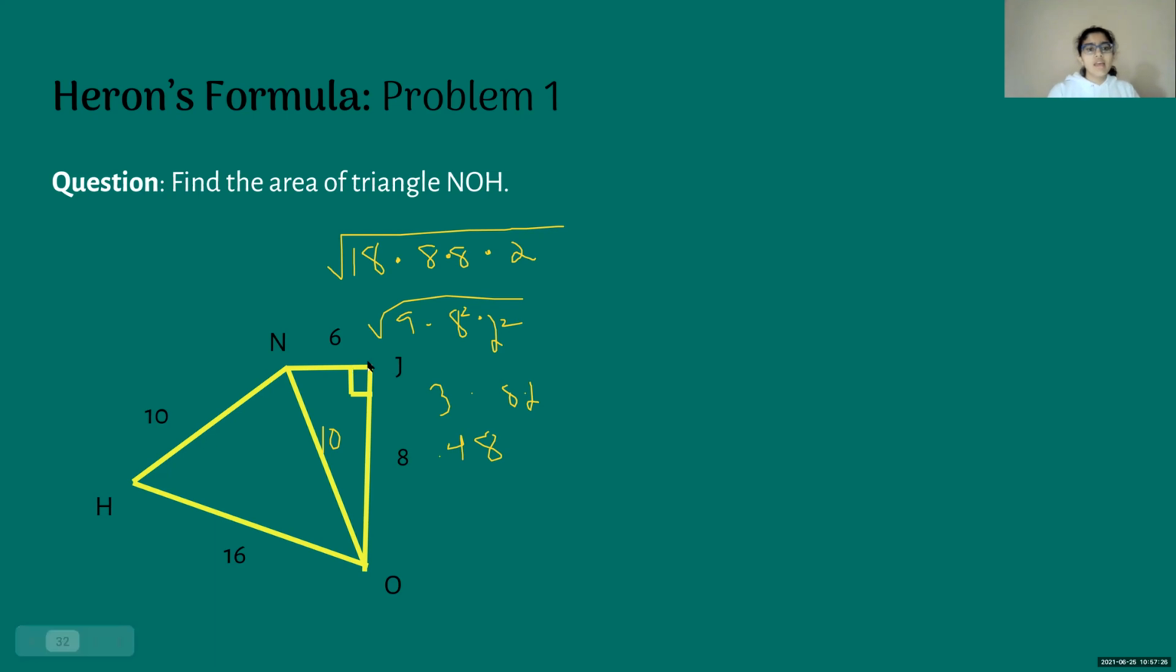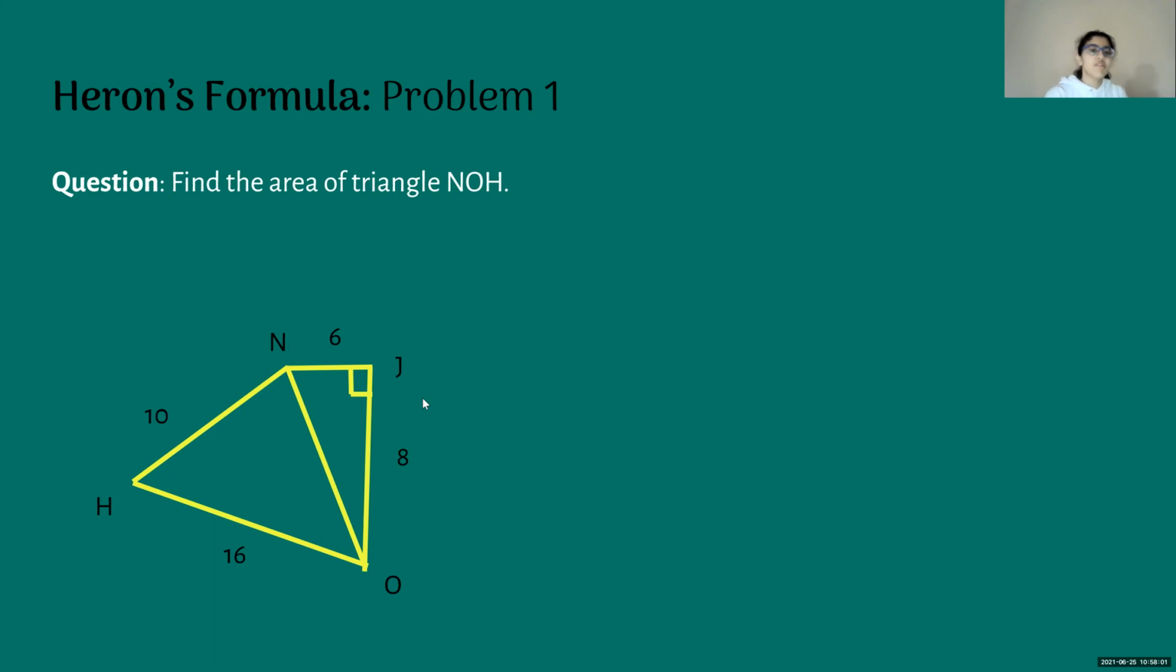We would get 6, 8, and 10. The 10 comes from the Pythagorean theorem, because we know that angle J is a 90-degree angle. So we're using multiple concepts that we have learned to solve this problem. 18 minus 10 would be 8, 18 minus 16 is 2, and 18 minus 10 is 8. Then we multiply those together, multiply by 18, and take the square root of the whole thing, and we get the answer. So the area of the triangle would be 48. Good job to everyone who solved.